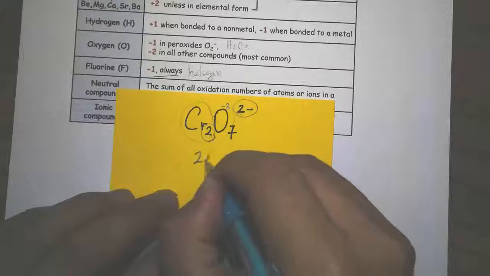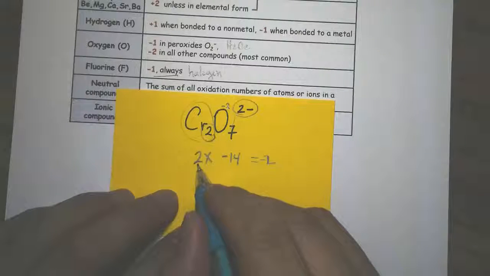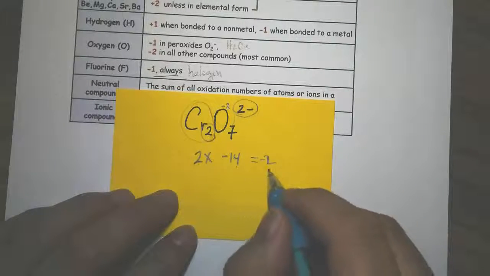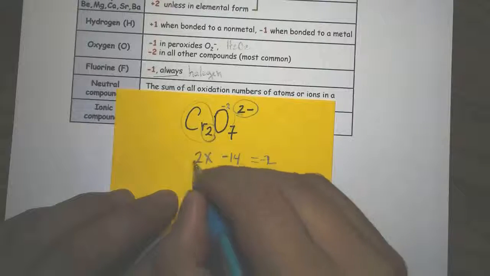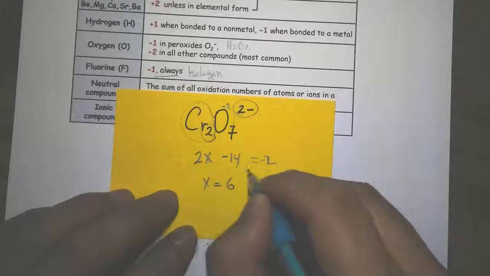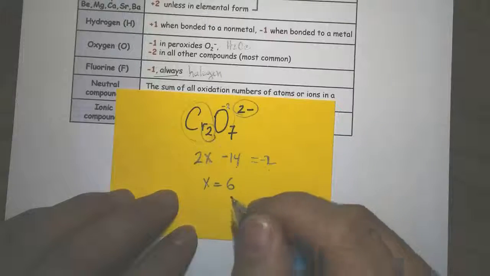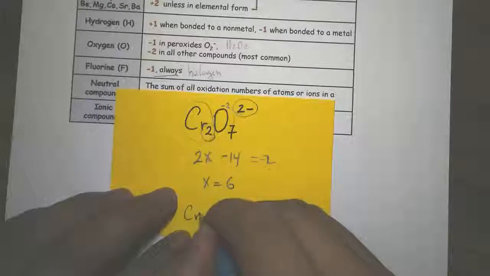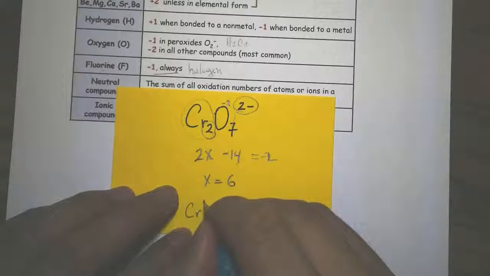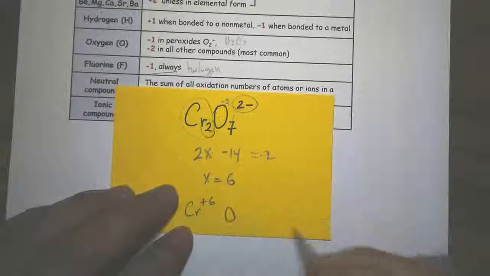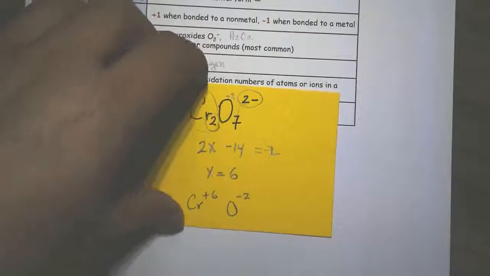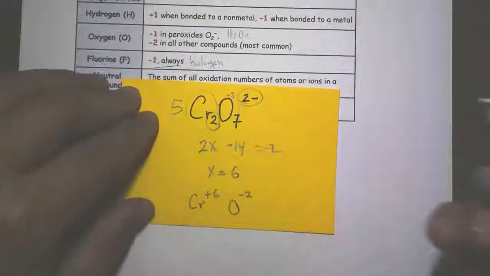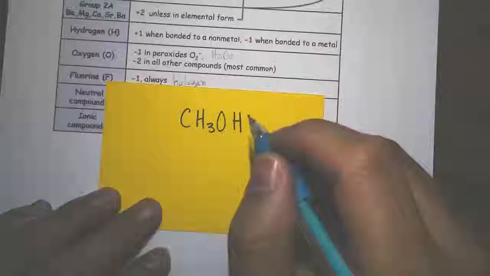So we're going to put 2x. Can we solve for x? 2 times what, plus -14, will give us -2? And that, of course, is going to be 6. 2 times 6 gives us 12, and that plus -14 gives us -2. So one single atom of chromium has a +6, and one single atom of oxygen has -2. And again, if I put a 5 or whatever number right there, it doesn't really matter.